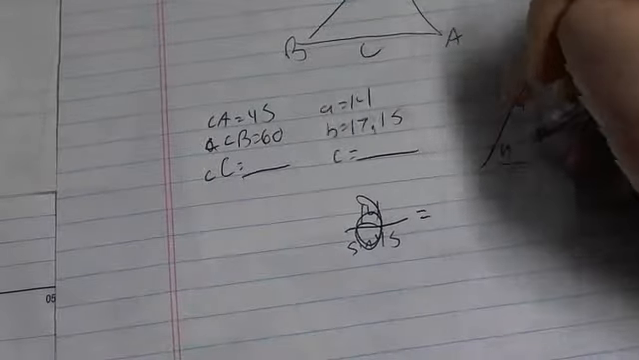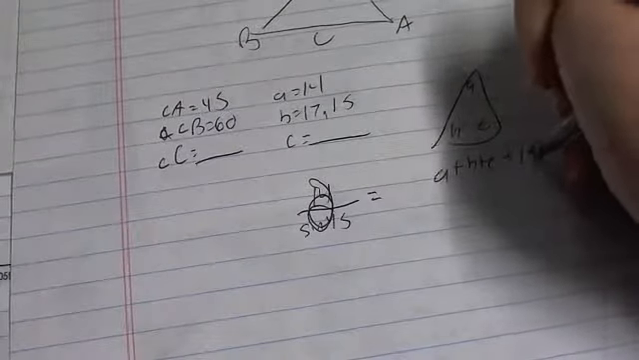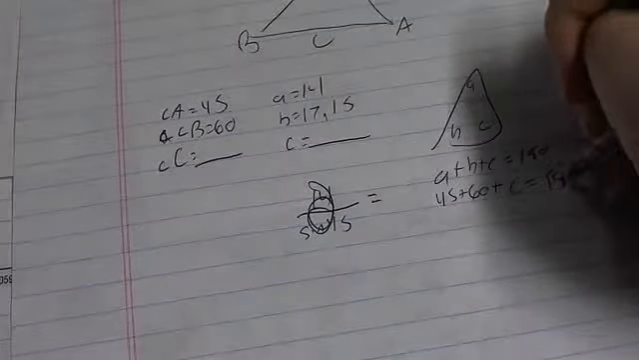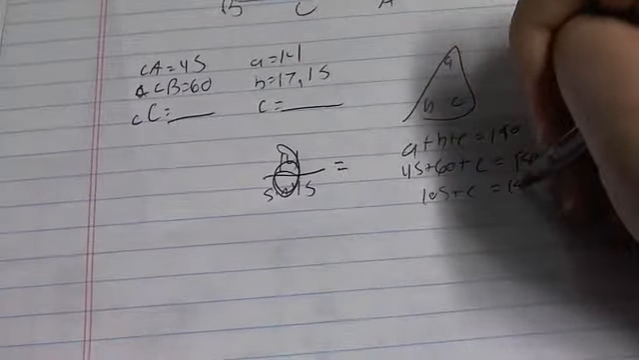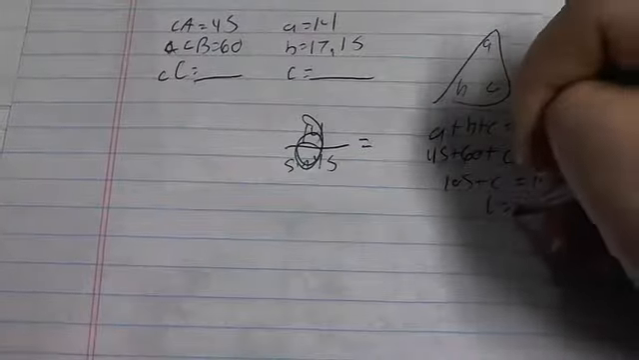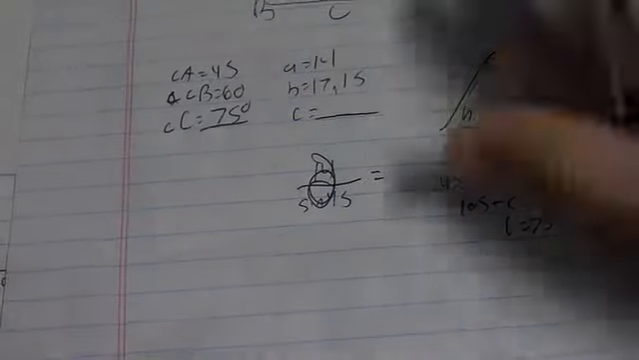Okay. So remember in a triangle, the angles have to add up to 180, right? So A plus B plus C has to equal 180. So we have 45 plus 60 plus C equal to 180. So 45 plus 60 is 105, plus C is 180. So C is equal to 75 degrees. So now we have all three angles, and now we can figure out all three sides.